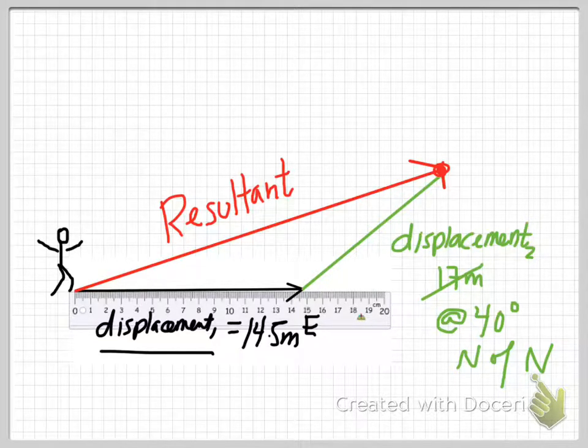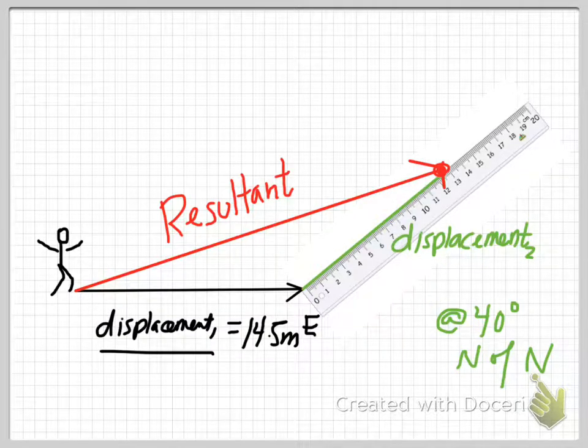Great. Let's look at the displacement for the other portion. And this gives us a displacement using the same scale, and it's really important that we do use the same scale, of 13 meters. And using the protractor, we said this was at 40 degrees north of east, even though I screwed up and wrote N. Alright, so now, what's the resultant displacement?